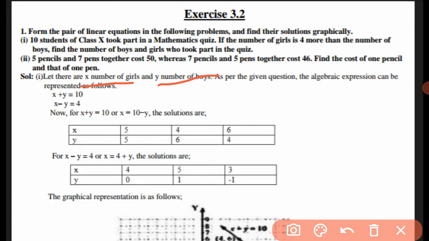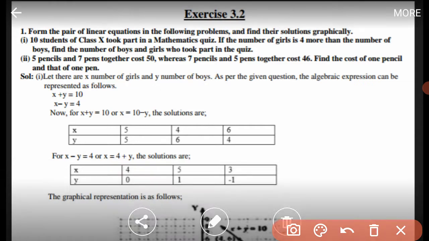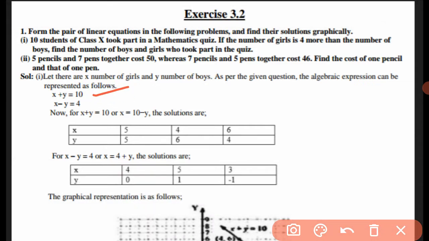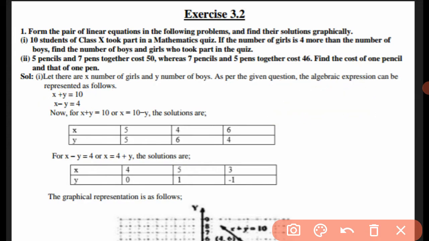So according to the question, the total number of students is 10. So the total number of students being 10 means we can make one equation, x plus y equals 10. And it is also given that the number of girls is 4 more than the number of boys, that means we can write x minus y equals 4, meaning the difference between girls and boys is 4. So here two equations are formed.